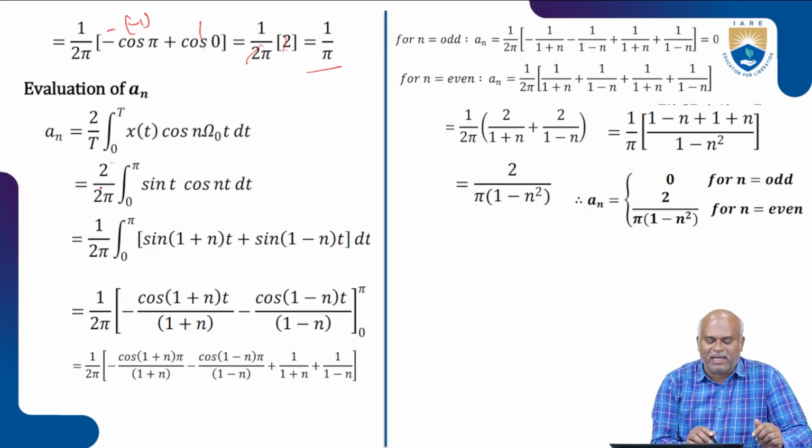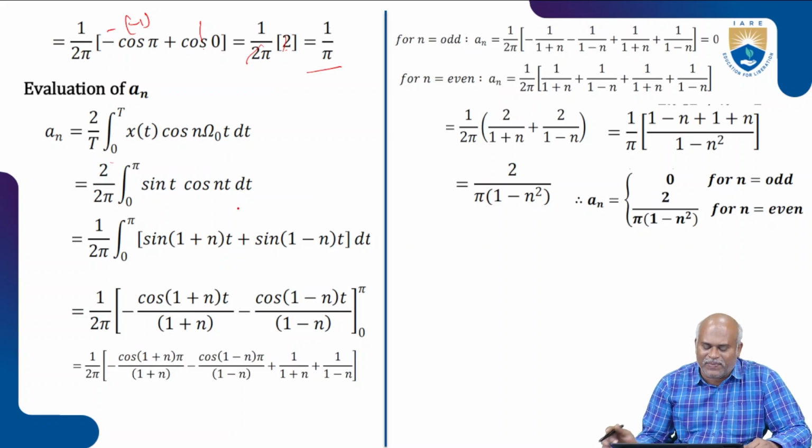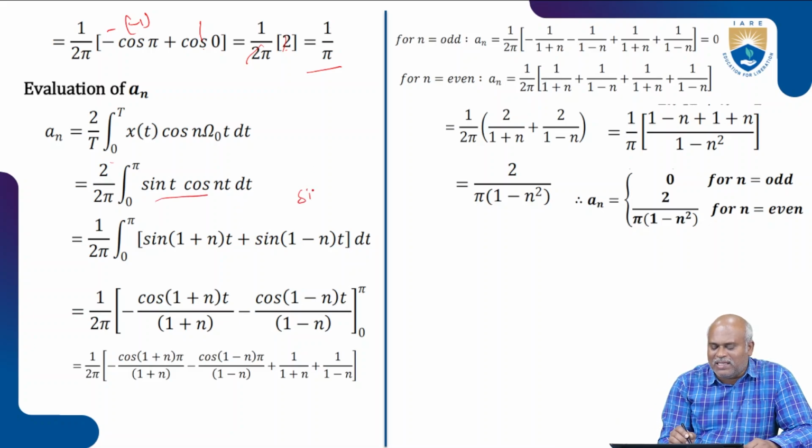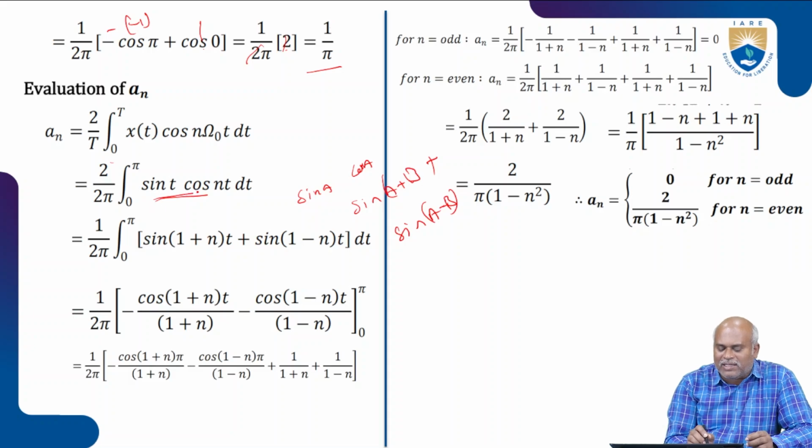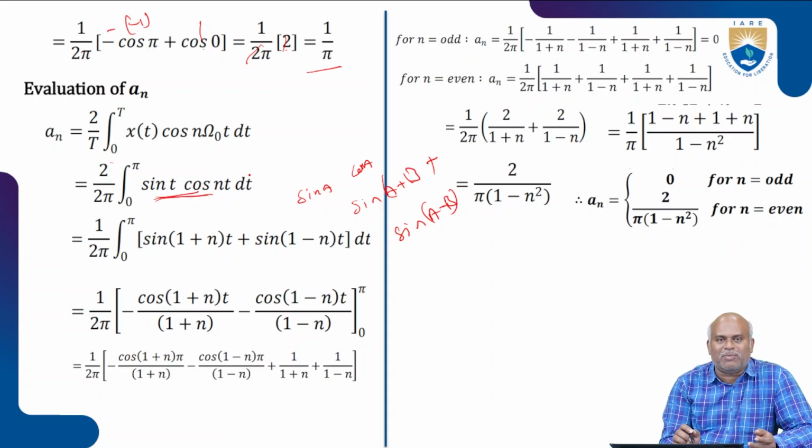So 2 divided by capital T, where T is equal to 2 pi, and we take the limit 0 to pi, because only 0 to pi is present for the signal, sin t cos n t dt. Now this equation is of the form sin a cos b, so we write sin of a plus b plus sin of a minus b. It is not possible to do the integration in this form, that's why we need to go for this format.